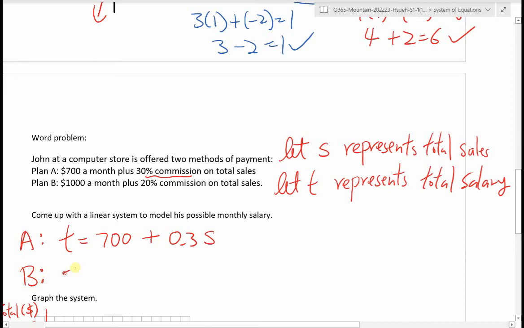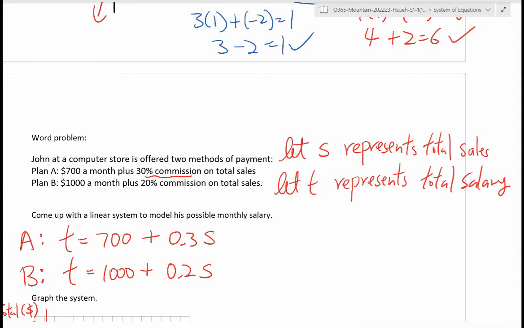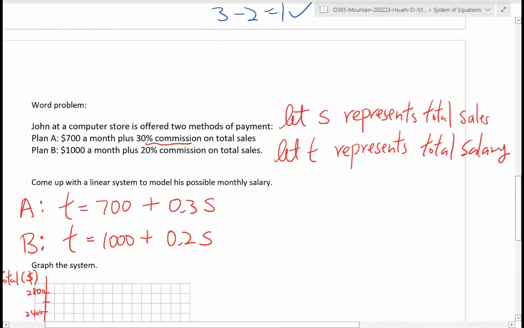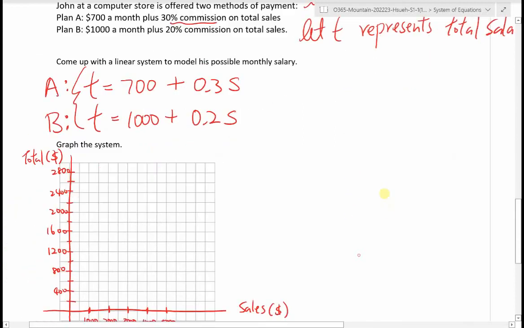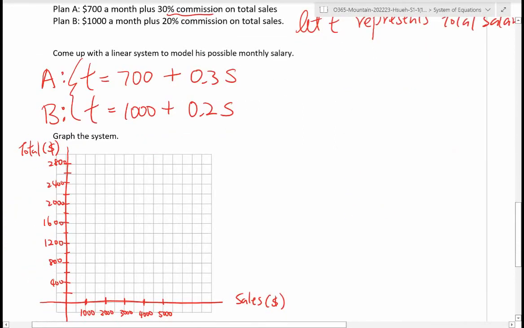Plan B, the total amount of money you'll receive is going to be $1,000 plus 20% commission. So 0.2 times S. Okay, so if you sell $100, then you get $30 for your commission plus the $700 that you make regardless of how much you sell. Okay, so this would be a linear system. You can see because it has two equations. Now the next part is let's graph the system.